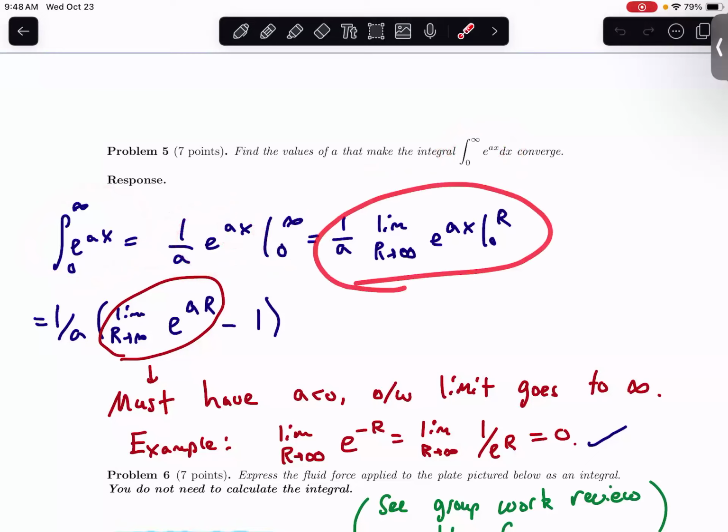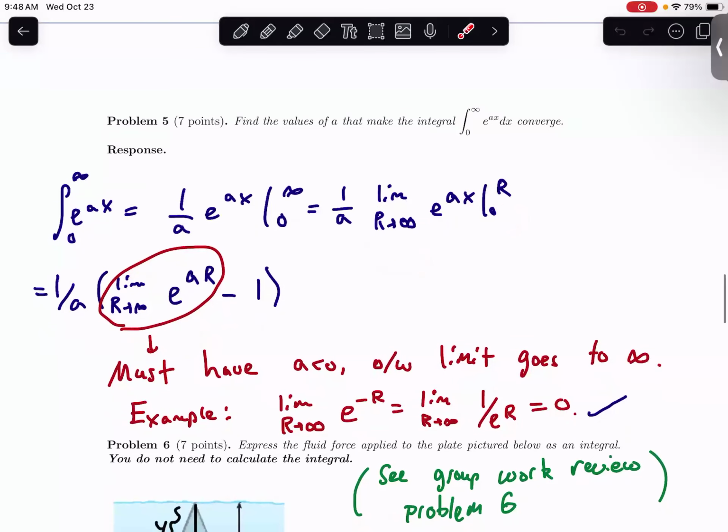So you end up getting the following equation. If you plug in x equal to r and you let r go to infinity, the only thing that involves r is this exponential function here. So you need to think, how can I make this end up being a finite number? If this exponent is positive, then you're going to infinity, and e to the infinity just goes to infinity.